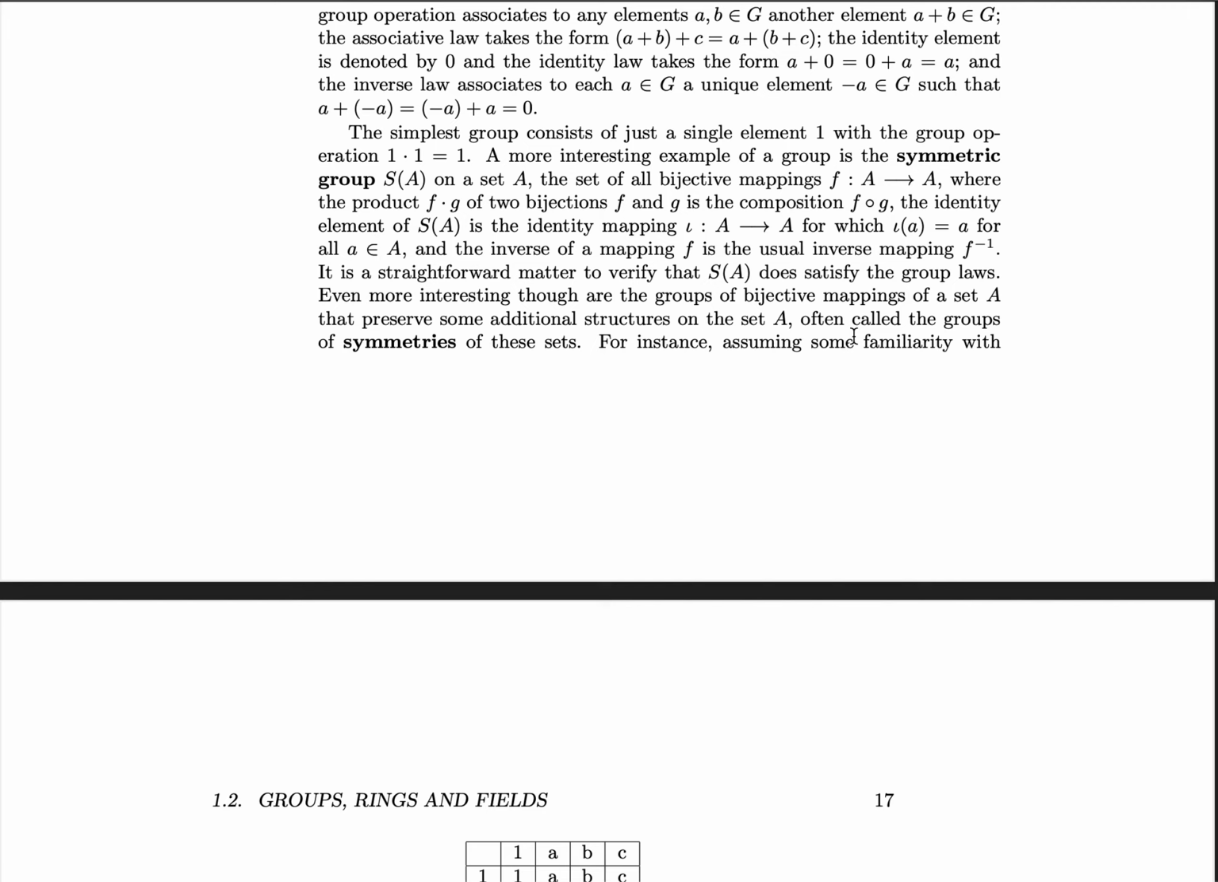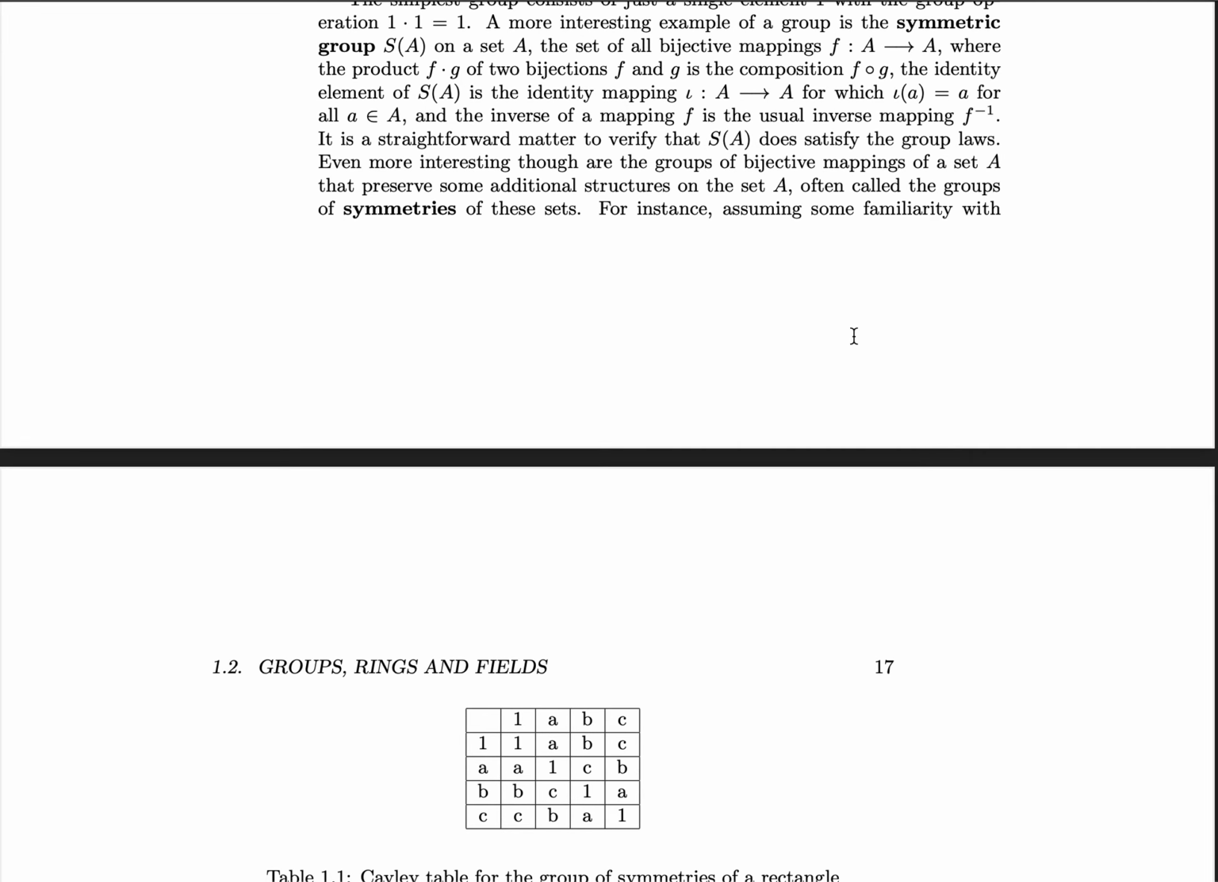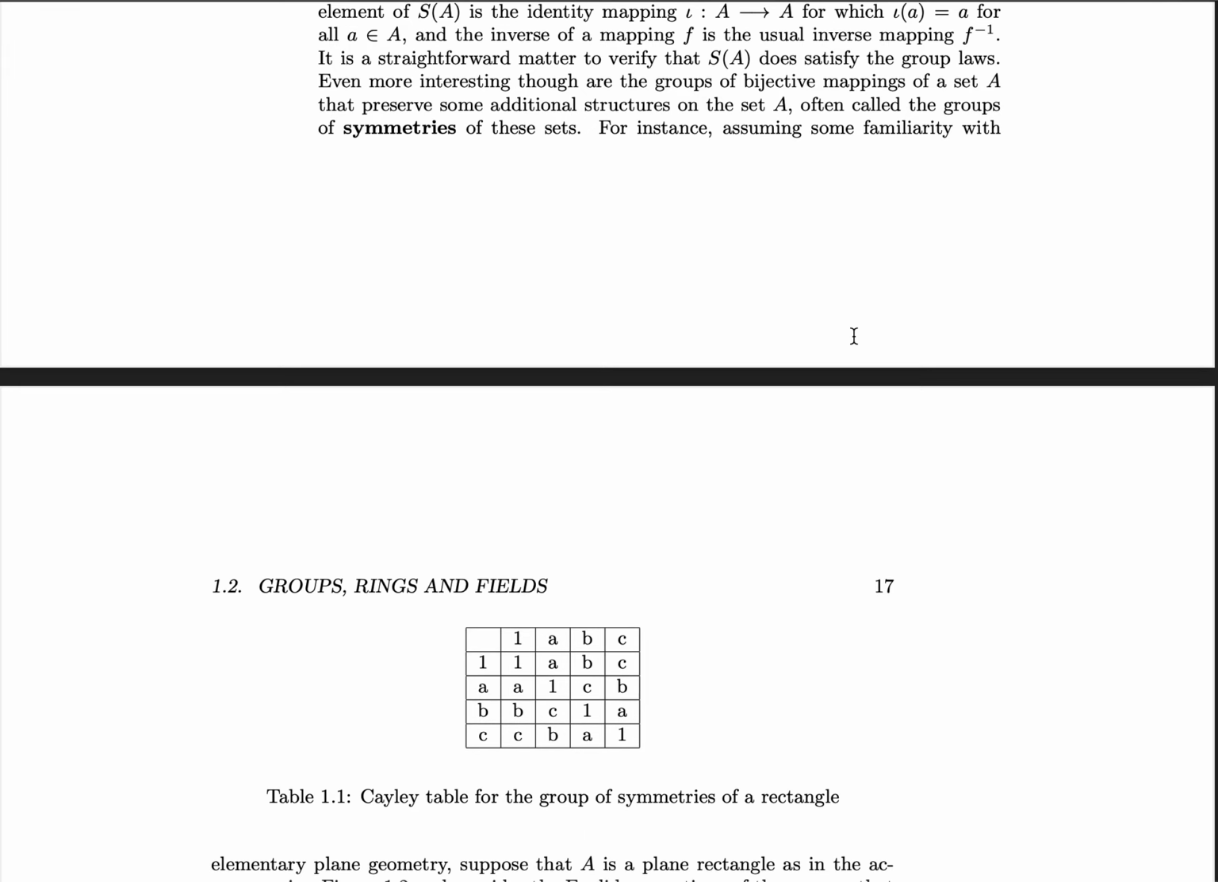A more interesting example of a group is the symmetric group S of A on a set A, which is the set of all bijective mappings from A to A, where the product F dot G of two bijections is the composition of them, and the identity element of the group S of A is the identity mapping iota from A to A, which is that iota of a is equal to a for all a in A. And the inverse of any mapping in this group is just the usual inverse mapping. It's not hard to verify that S of A does satisfy the laws of a group. And so we have a non-trivial example.